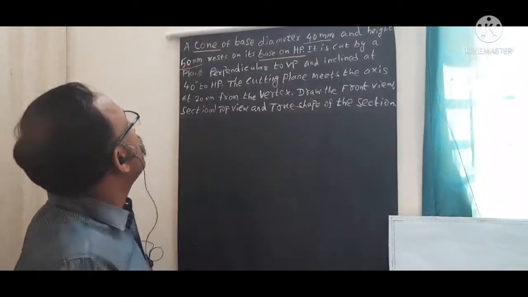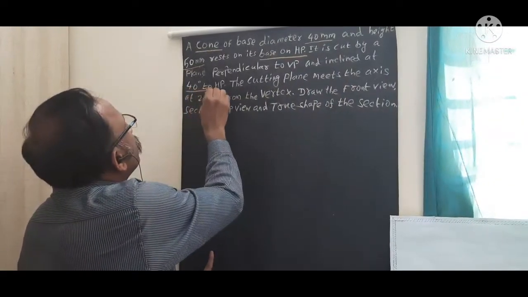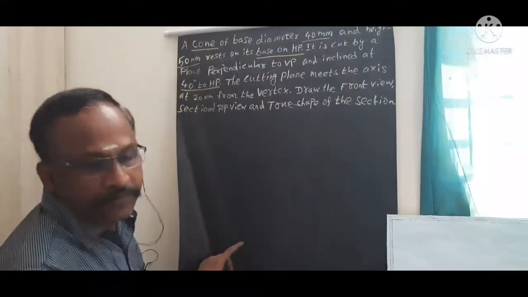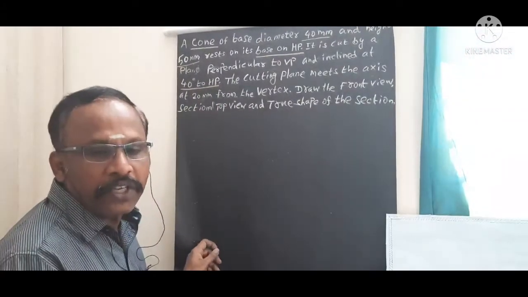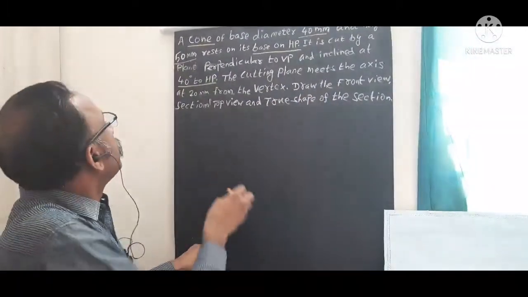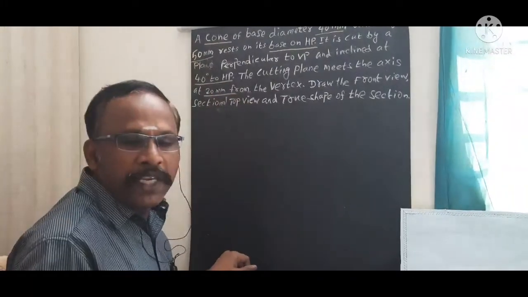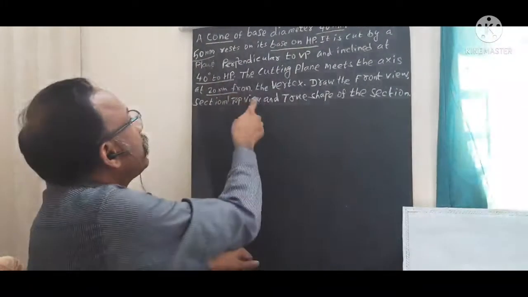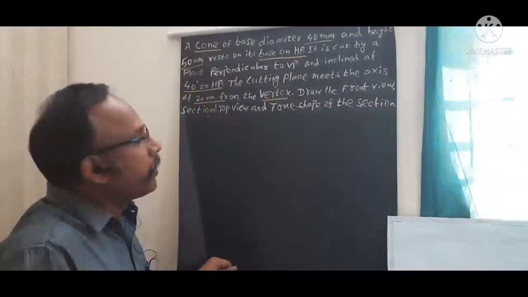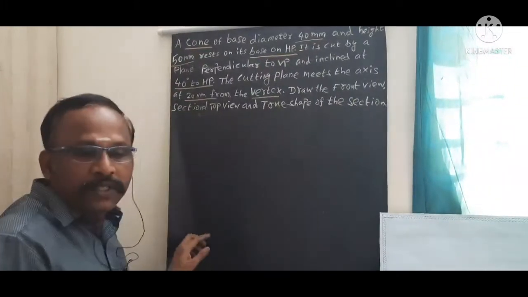And the fourth one, theta, the angle of the section plane, is given as 40 degrees to HP. The section plane or cutting plane is at 40 degrees to HP. And the position of the cutting plane is 20 mm from the vertex. The cutting plane meets the axis at 20 mm from the vertex. Vertex means the top point, the apex point. So draw the front view, sectional top view and the true shape of the section.